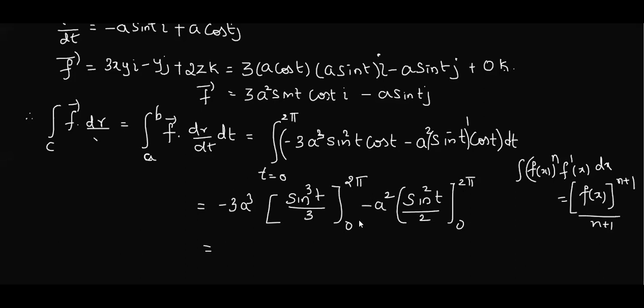Can anybody tell me what is the last answer? Very interesting answer is there. See, you have to substitute 0. Very good. Who is this? Sonali. Yes, tell me why it is 0. Sine 2 pi is also 0 and sine 0 is also 0.